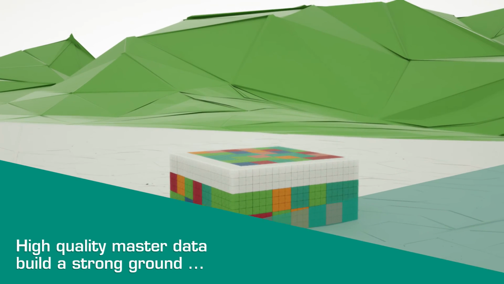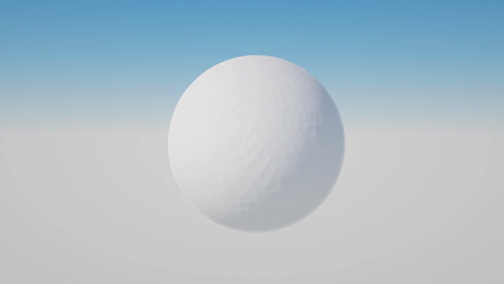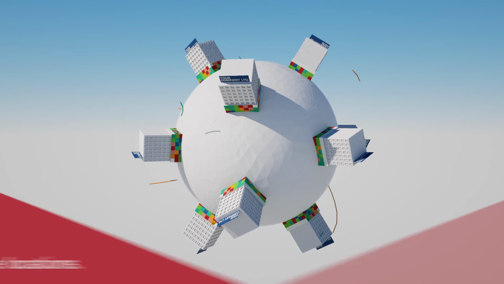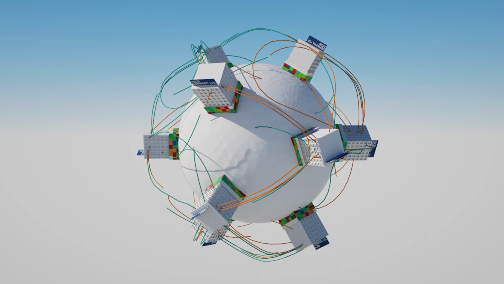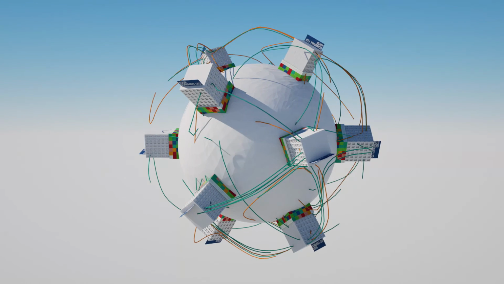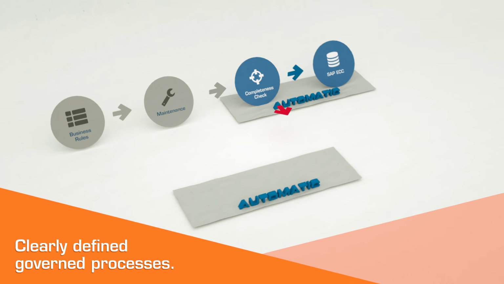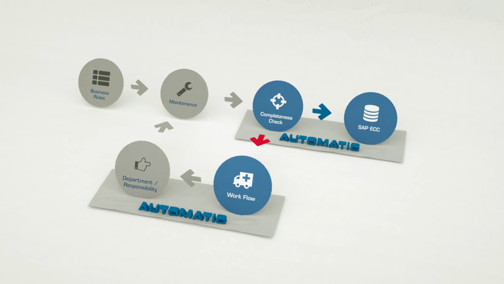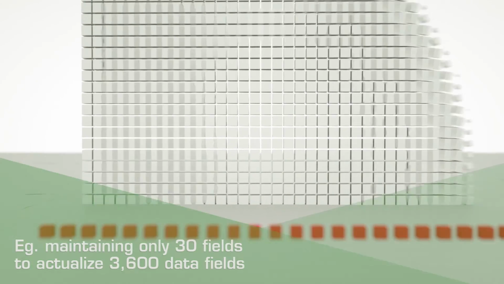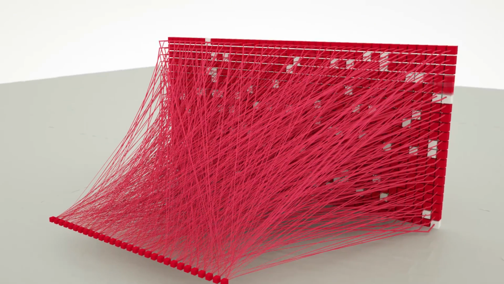High-quality master data builds a strong ground across your multiple locations, as data is maintained according to your defined standards across multiple locations. You can clearly define ownerships, governance and processes to eliminate errors and maximize quality. For instance, by maintaining only 30 fields, you can actualize 3,600 data fields at once, which ensures data consistency and completeness across all of your locations.